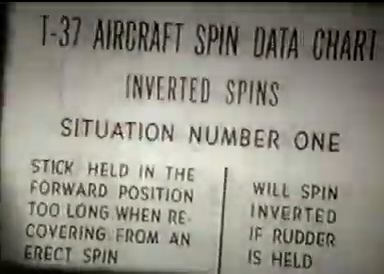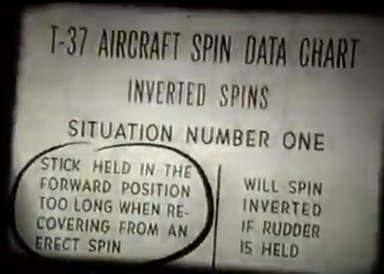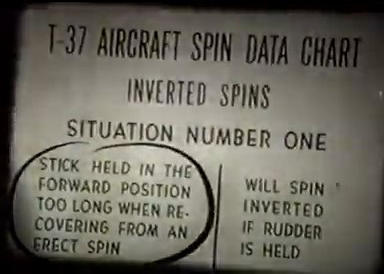Inverted spins are not a common occurrence, but you should know how they might occur and how you can effect recovery. If you should hold the stick in the forward position too long when recovering from an erect spin, the aircraft will spin inverted if a rudder is also being held. Now let's take a look at this first situation. The erect spin recovery. Stick is held forward too long. The aircraft spins inverted. Now, as you would see it from the cockpit, the erect spin, the inverted spin.